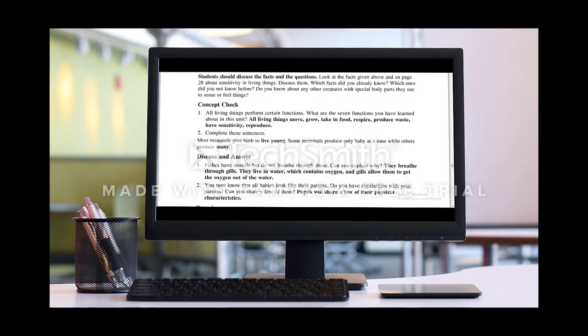Discuss and answer. Fishes have nostrils but don't breathe through these. Can you explain why? They breathe through gills. They live in water which contains oxygen, and gills allow them to get oxygen out of the water.